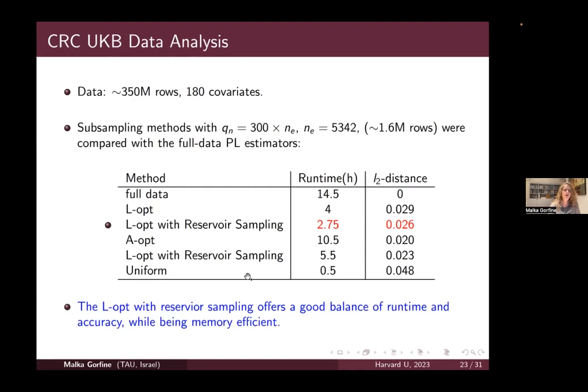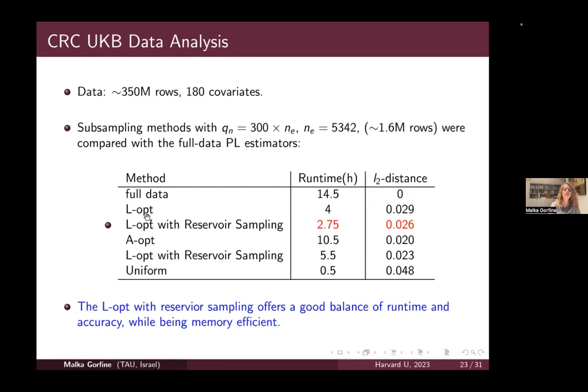So in terms of running time, of course, the uniform performed the best, but in terms of accuracy, uniform is not that good. So we compare the results of each method by looking at the L2 distance between the estimators of each method compared with the full data. This is why the L2 distance of the full data analysis is, of course, 0.